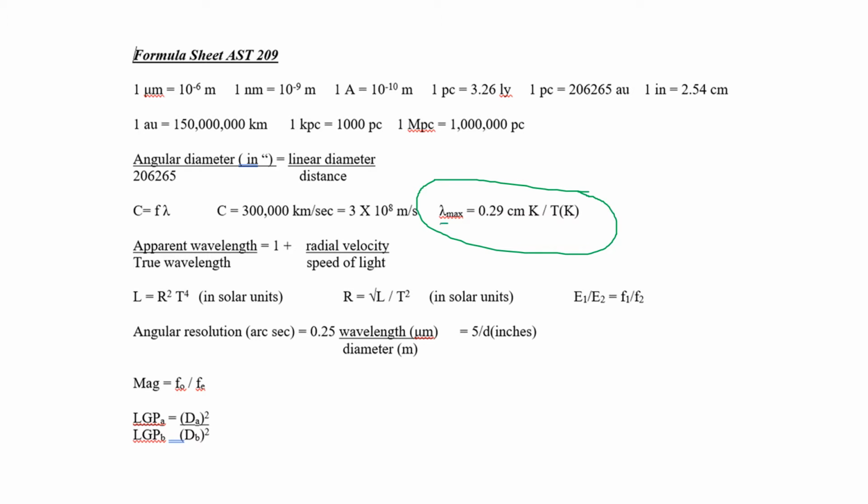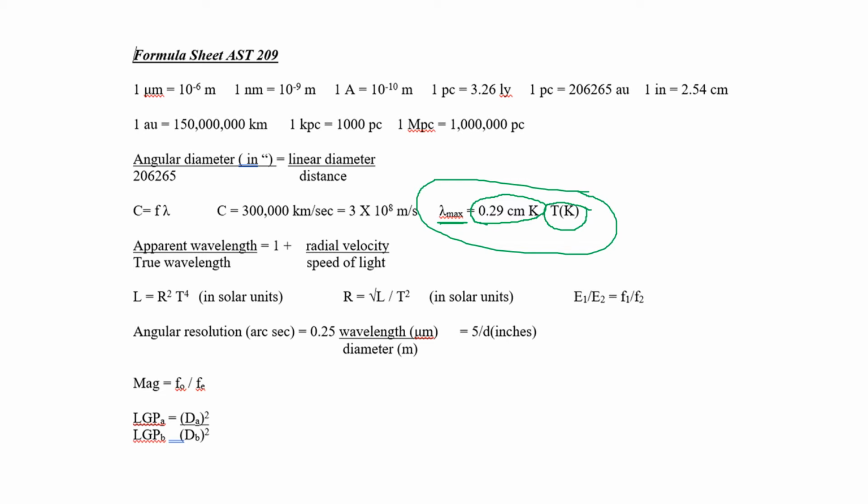On the left-hand side, we have this lambda max. That's the wavelength of maximum emission. That is the wavelength at which the object emits most strongly or most intensely. On the right-hand side, we have this number, which is a constant. This is going to convert centimeters into degrees Kelvin for us. And in the denominator here, we have the temperature in degrees Kelvin.